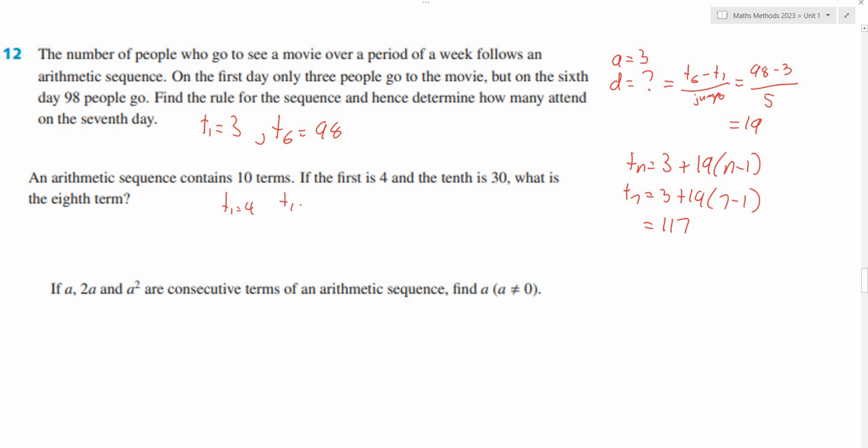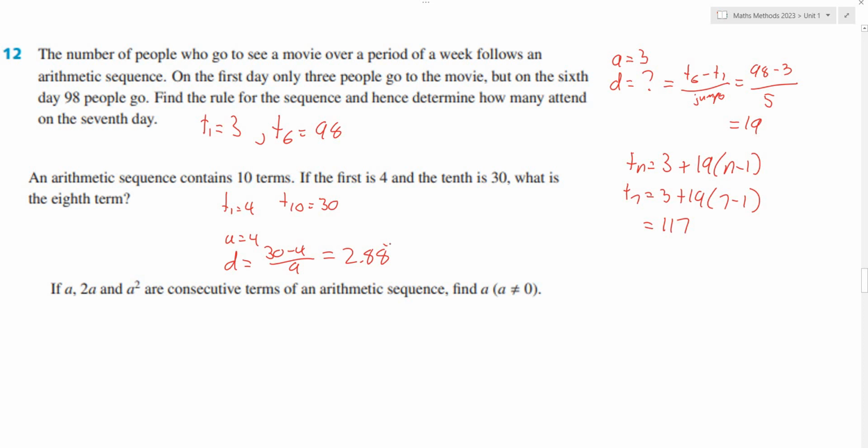T10 equals 30. So therefore, A is 4. Distance is just going to be 30 minus 4 over how many jumps? 9 jumps. 30 minus 4 is 26, so it's not going to be an even number. 2.88, you reckon?